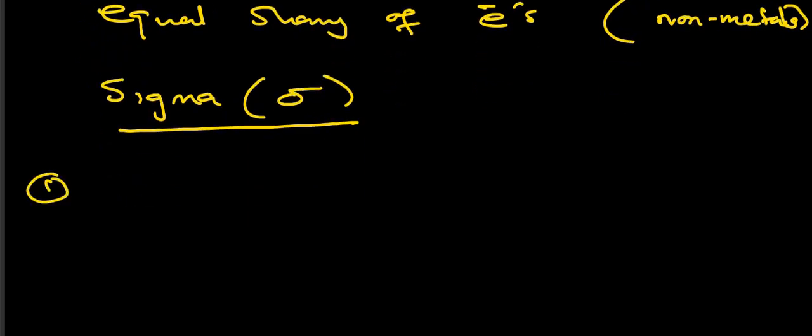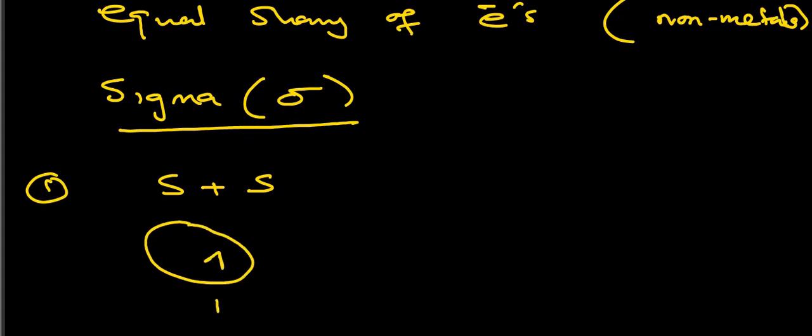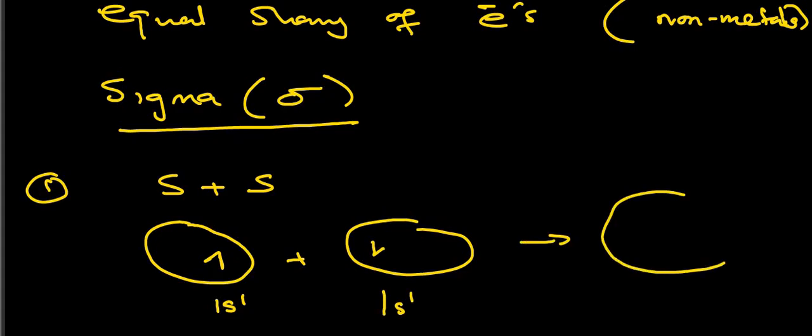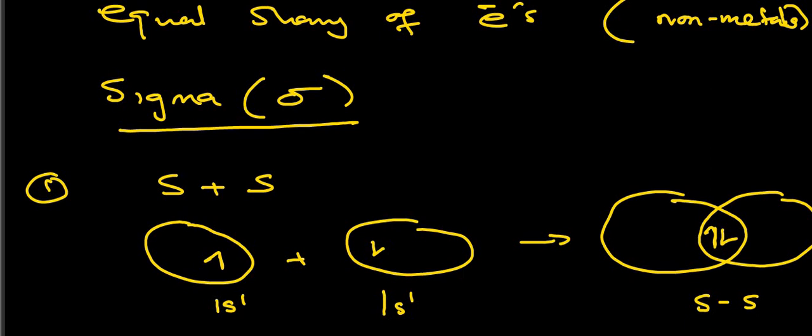can be formed in the following ways. The first one is when you have an s orbital plus another s orbital. An s orbital is spherical in shape. Let's say there is this one here, this is one s. It is going to combine with another s orbital, let's call this again 1s. When these combine, one electron is going to be facing up, one is going to be facing down, so you have something that looks like this. This is an s to s sigma bond.